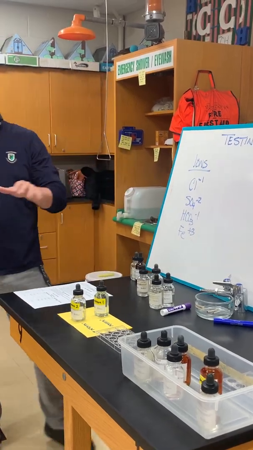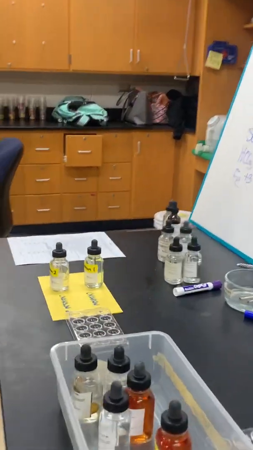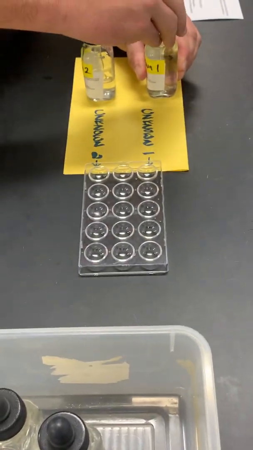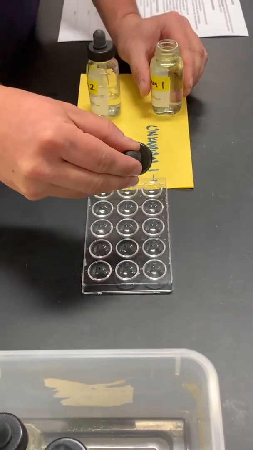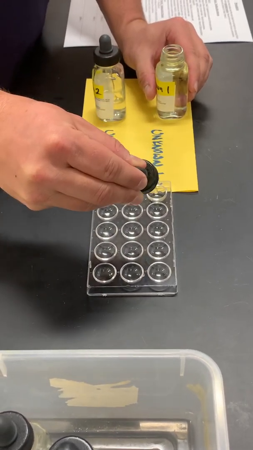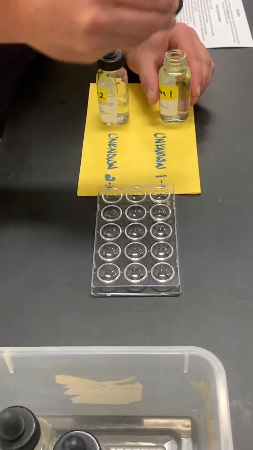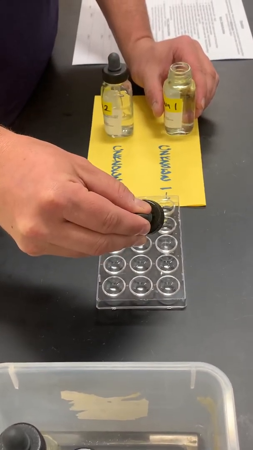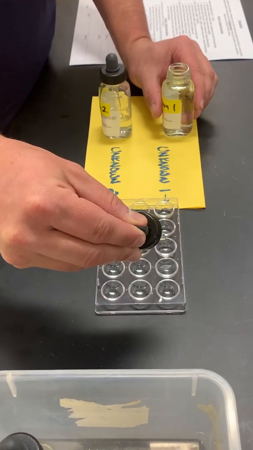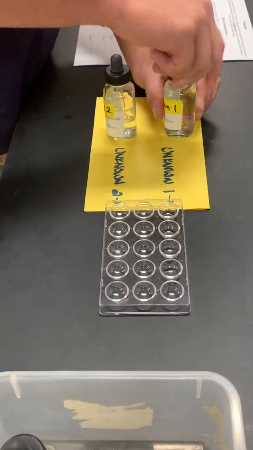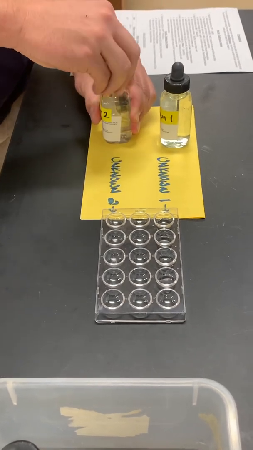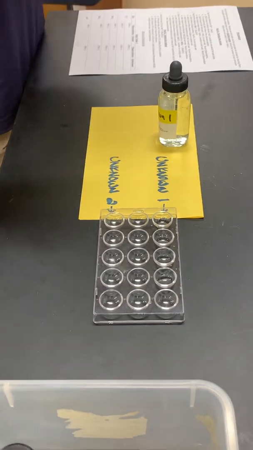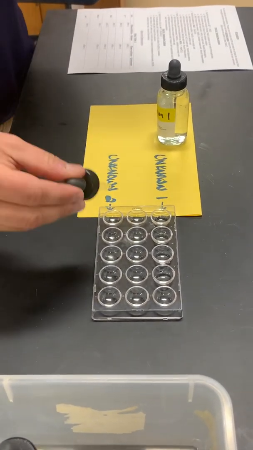So we're going to run these tests in the spot plate. So what I'm going to start out by doing is putting 5 drops of unknown 1 into 4 different wells. And I'm going to start by putting 5 drops of unknown 2 into different wells.